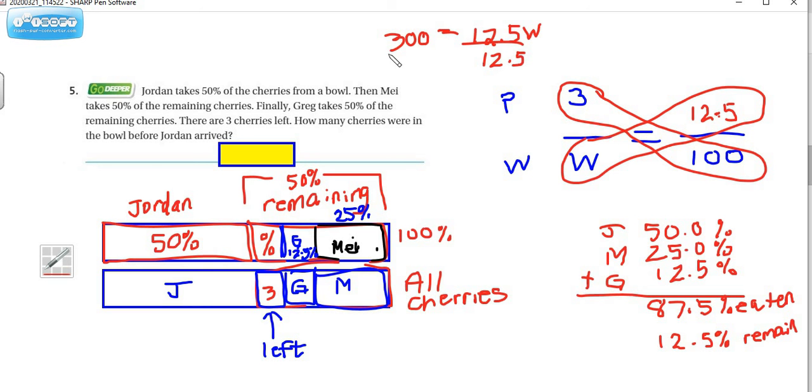So the only thing left you would have to do to finish solving this problem would be probably to get out your calculator, because, let me bring down this W here, you would do 300 divided by 12.5 on your calculator, and if you do that correctly, you're going to end up getting 24 cherries. So I'm just going to substitute that in. They want to know what's the all. The all would end up being 24. That would be 300 divided by 12.5.